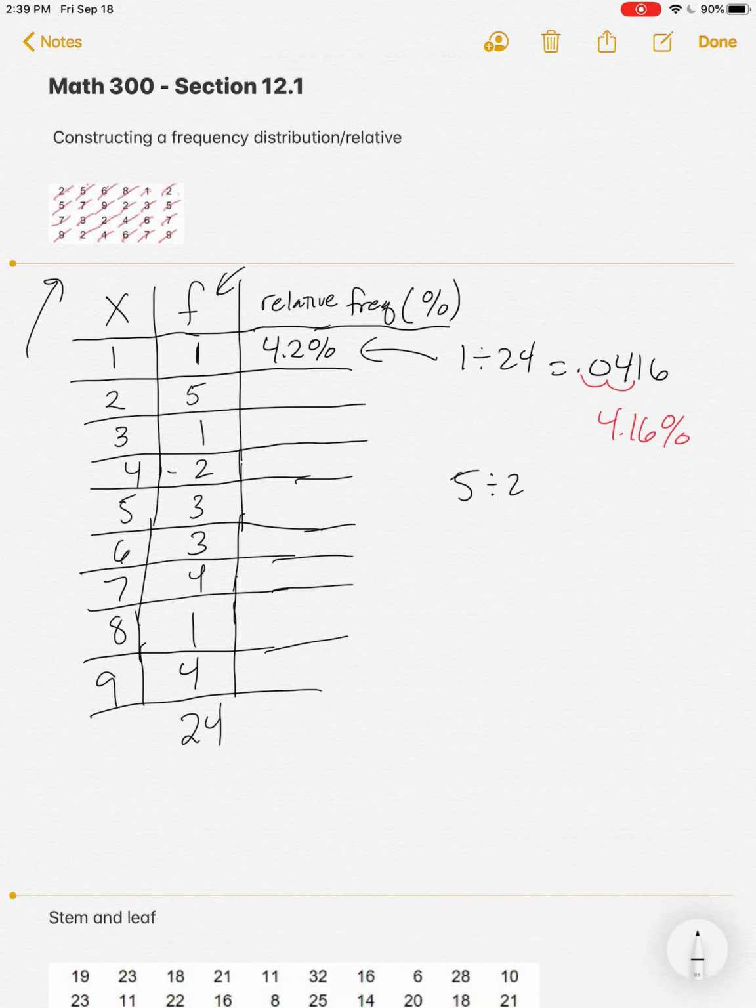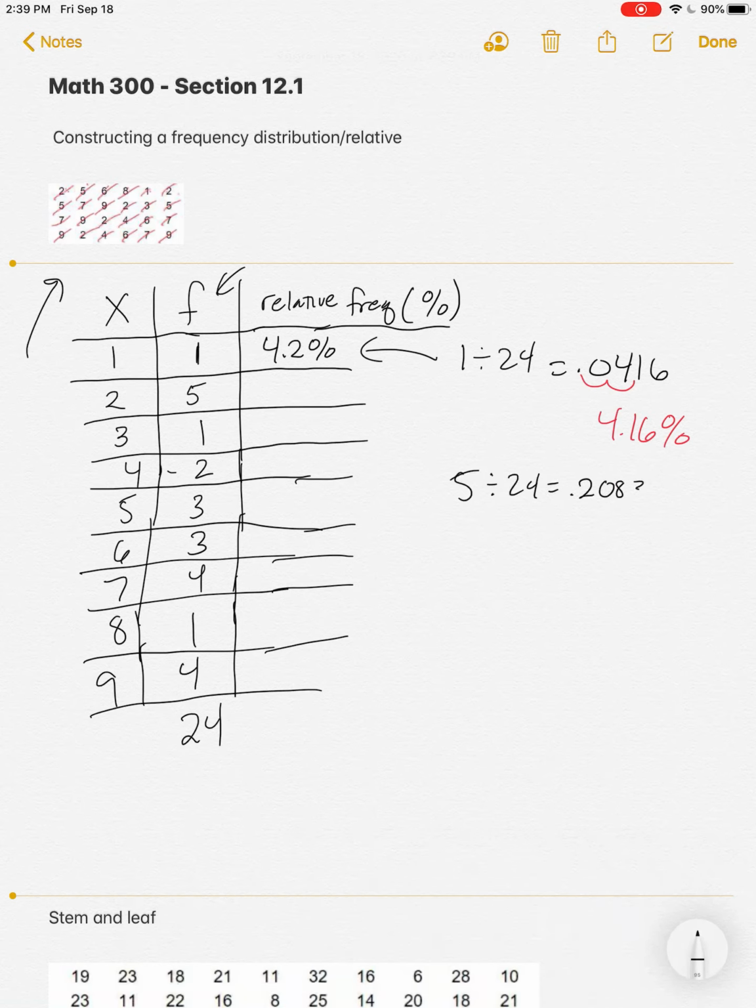If I look at 5 divided by 24, let me show you what I get. 5 divided by 24, I'm getting 0.20833, or 20.8%, right? And then 1 we already know is 4.2%. So we can go through all these ones to save ourselves some time. And then 2 divided by 24 is 0.0833.